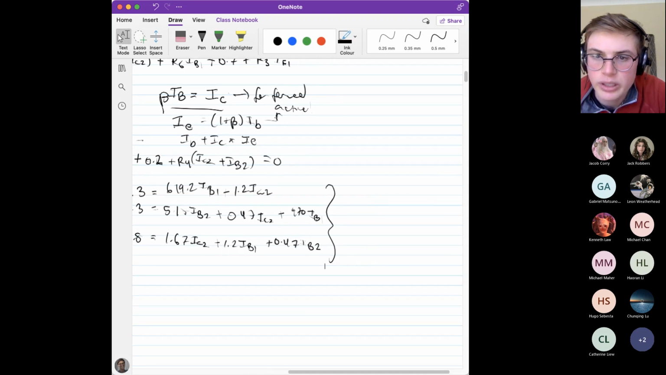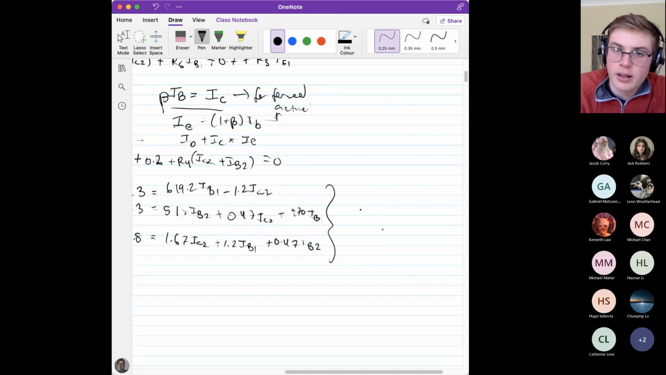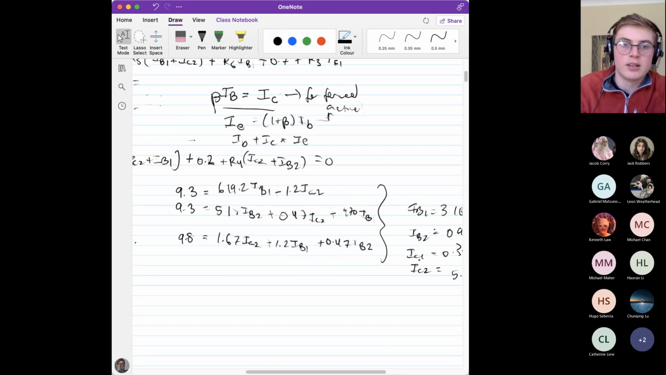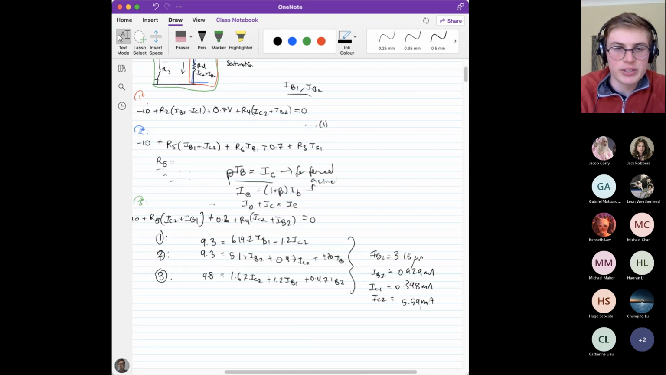Then we can find IB1 is 3.98 microamps, IB2 is 0.929 milliamps, IC1 is equal to 0.398 milliamps, and IC2 is 5.59 milliamps. So that was a lot of work.